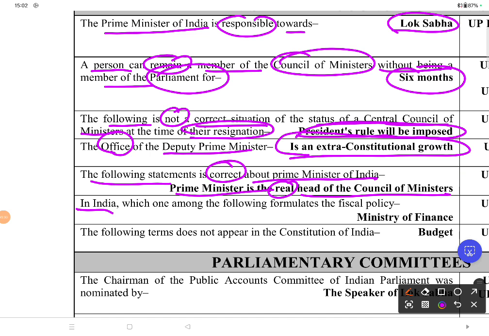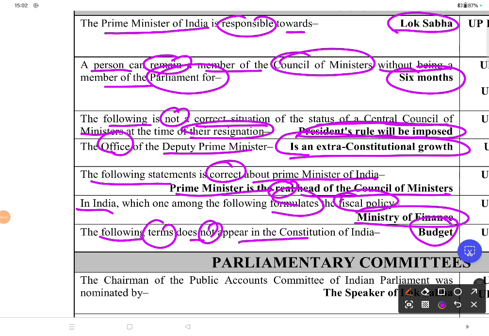In India, which one of the following formulates the fiscal policy? Ministry of Finance. The following term does not appear in the Constitution of India: budget. Move on to the next chapter, that is parliamentary committees.